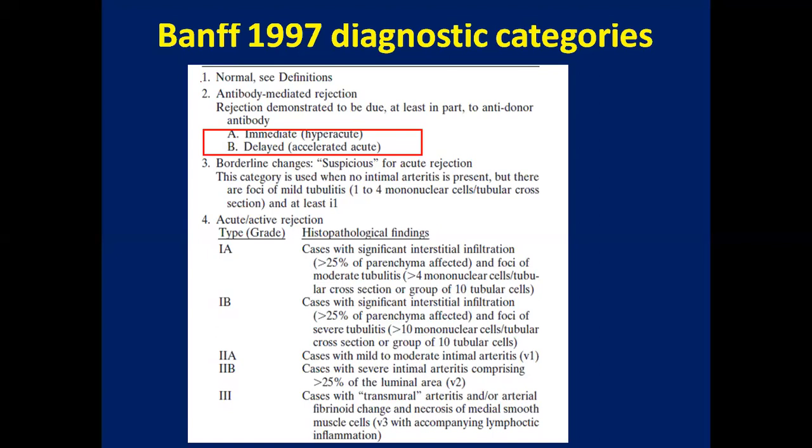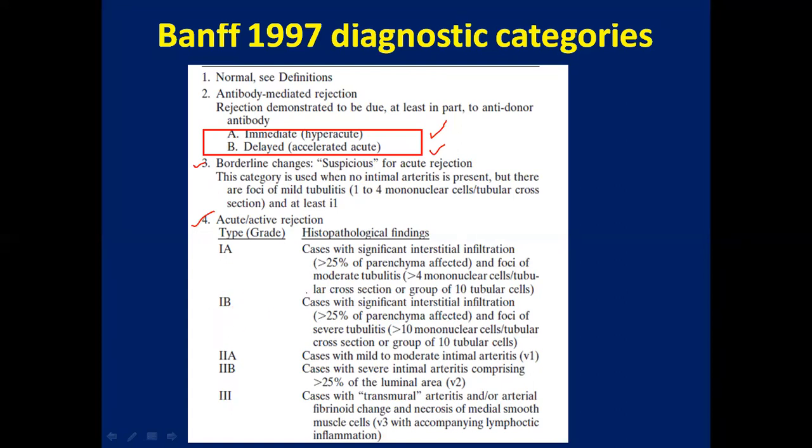For example, the hyperacute rejection was termed as antibody-mediated rejection, and it was divided into immediate, which was called hyperacute, or delayed, which was called accelerated acute antibody-mediated rejection. The borderline category remained the same. Now, if you look at the acute rejection or active rejection, they have subclassified this acute rejection into 1A, 1B, 2A, 2B, and type 3 acute rejection.